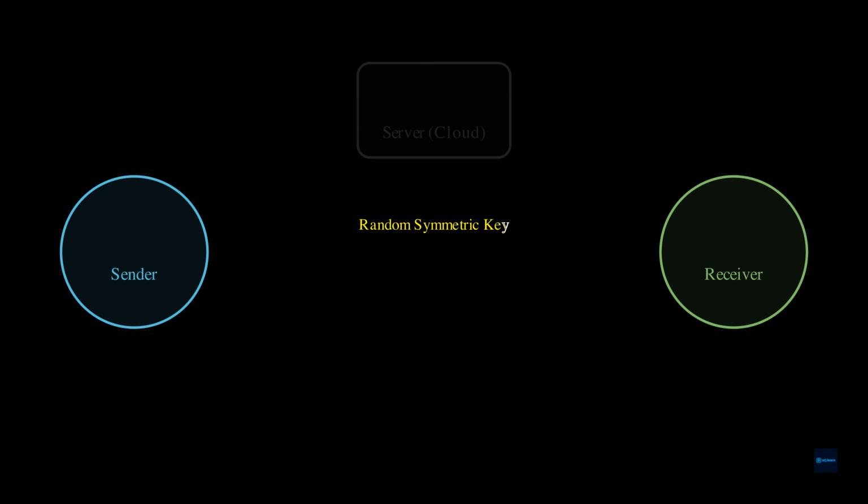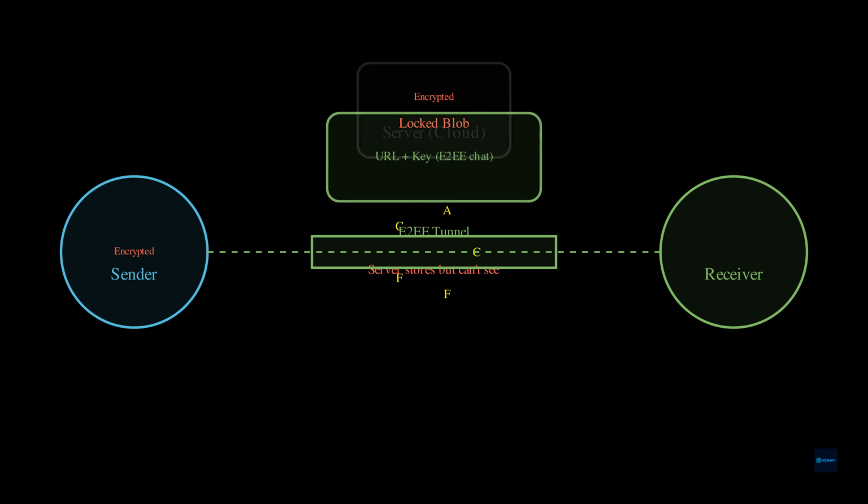Here is how we keep the server blind. Before your photo leaves your phone, your app generates a random password. We call this a symmetric key. Your phone uses this key to lock the photo. Now, the photo is just a scrambled mess of data. We upload that scrambled mess to the server. The server has the file, but it doesn't have the key to unlock it.